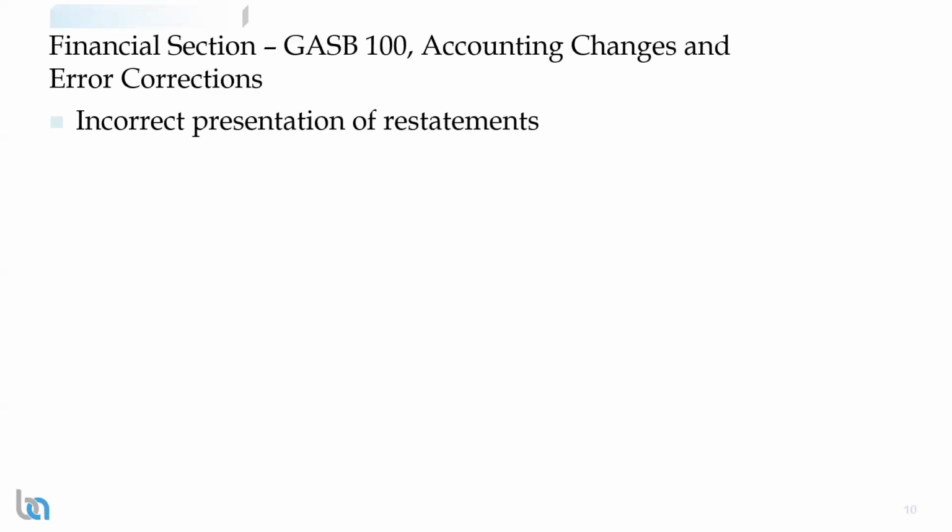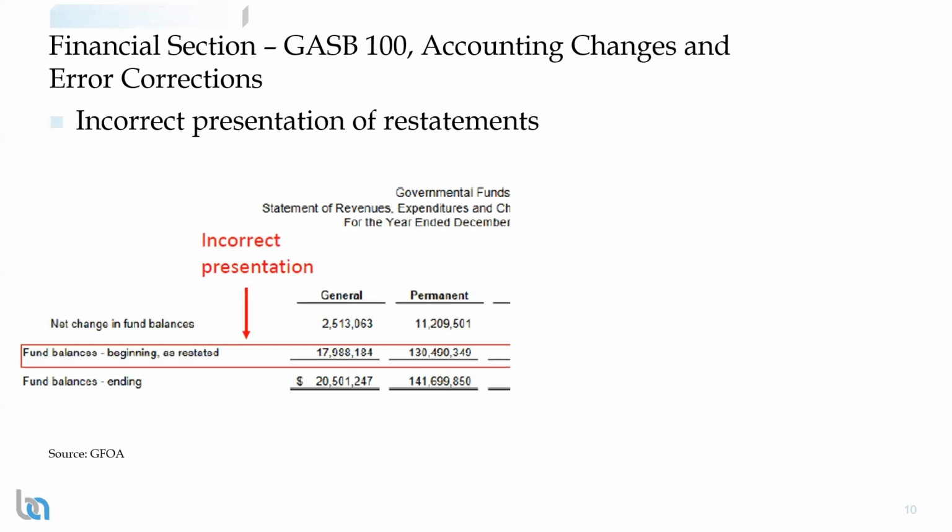I have here just a few slides on the recently adopted new pronouncements. We have GASB 100 that we adopted just this last year. A common error is the incorrect presentation for restatements. GASB 100 addresses what to do when we have a prior period correction and a restatement. This would be incorrect under GASB 100, so it is no longer permitted. You're not allowed to just say fund balance beginning as restated and show the new beginning fund balance. This won't be permitted.